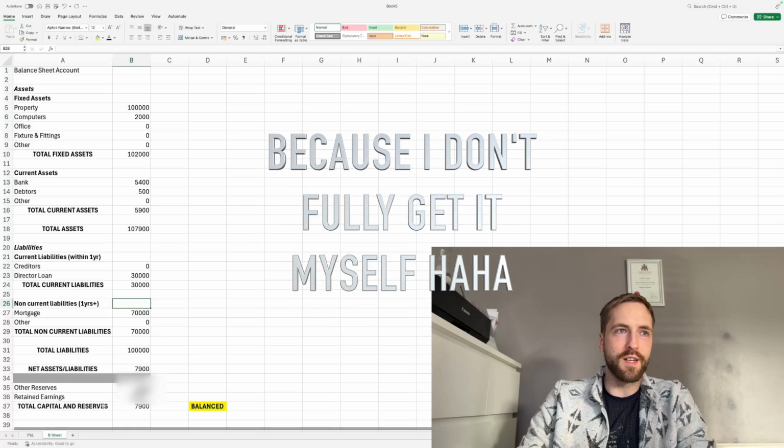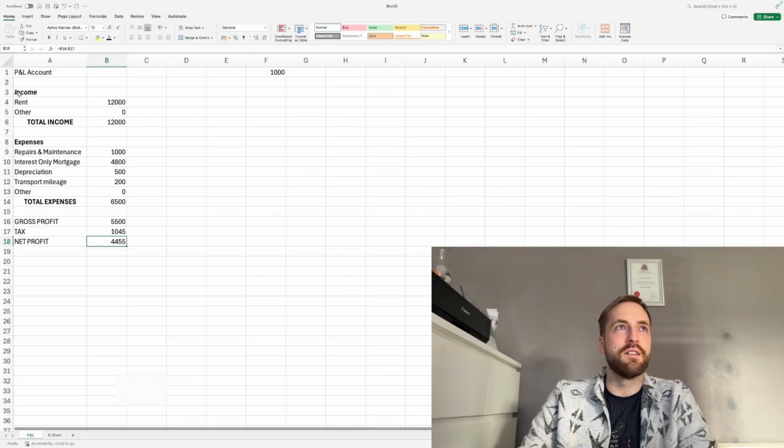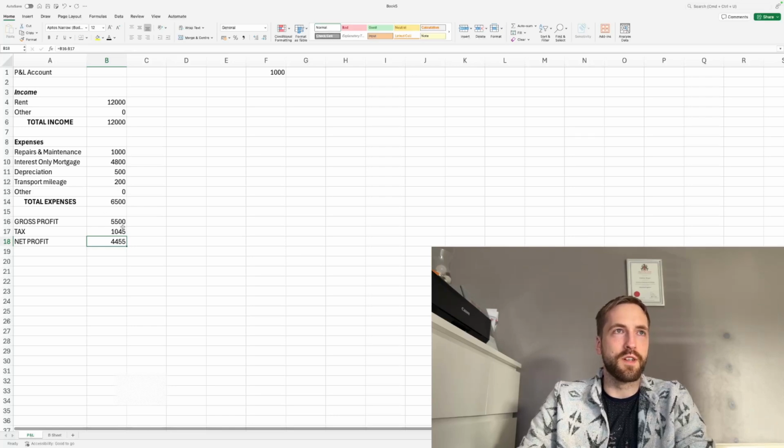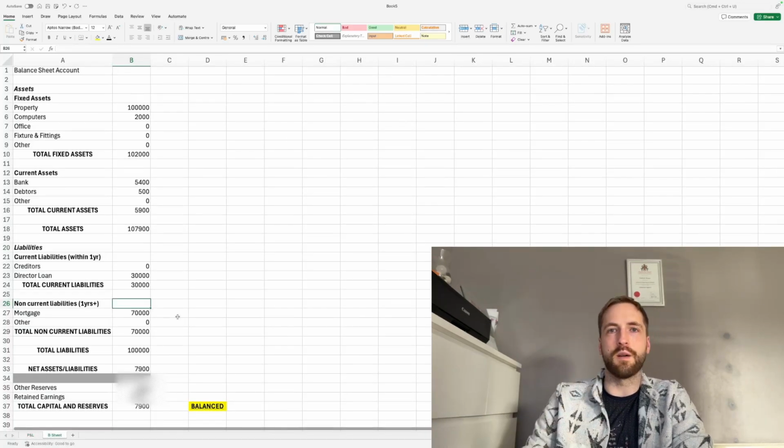So hopefully with that in mind, we've gone through the profit and loss account right there. As you can see, income, take away your expenditure, you end up with your gross profit, take away the tax, net profit. Nice and simple, now you understand what it is. And also the balance sheet. You look at the assets that the company has, the liabilities the company has, what's the net position, that's it.